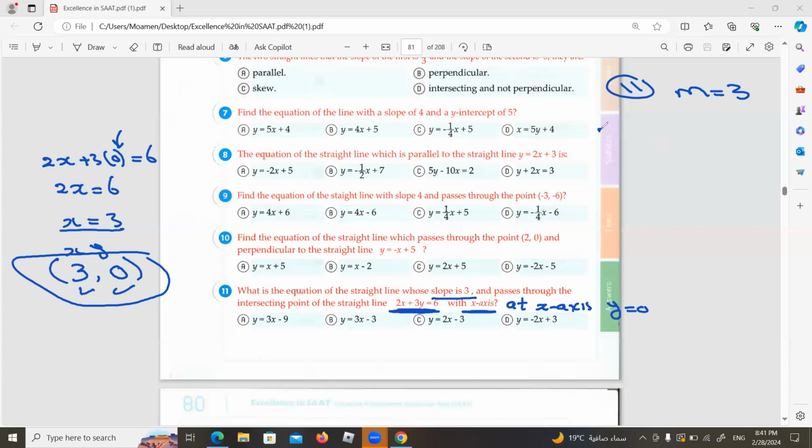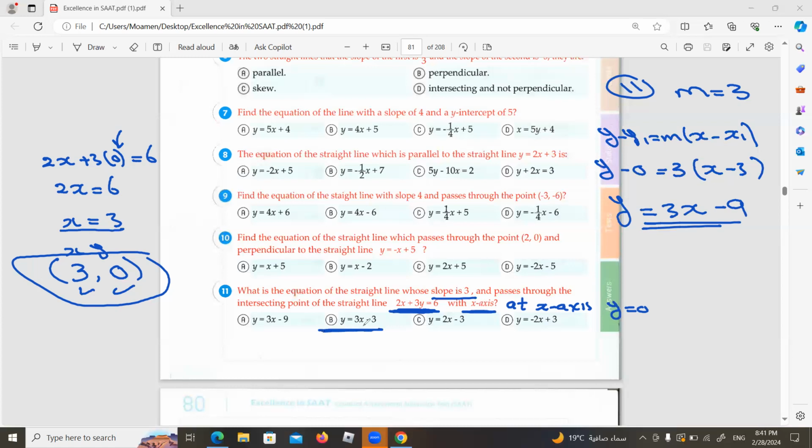So, Mister, I write y minus y1 equals m times x minus x1, where y1 is 0, so I just write 0. M, he gave me the slope, is 3, times x minus 3. So y equals 3x minus 3. Wrong. It is 3x minus 9. So pay attention to this. Some of my dear students directly write 3x minus 3 and forget to use the distributive property. So the result will be letter A, the first answer.